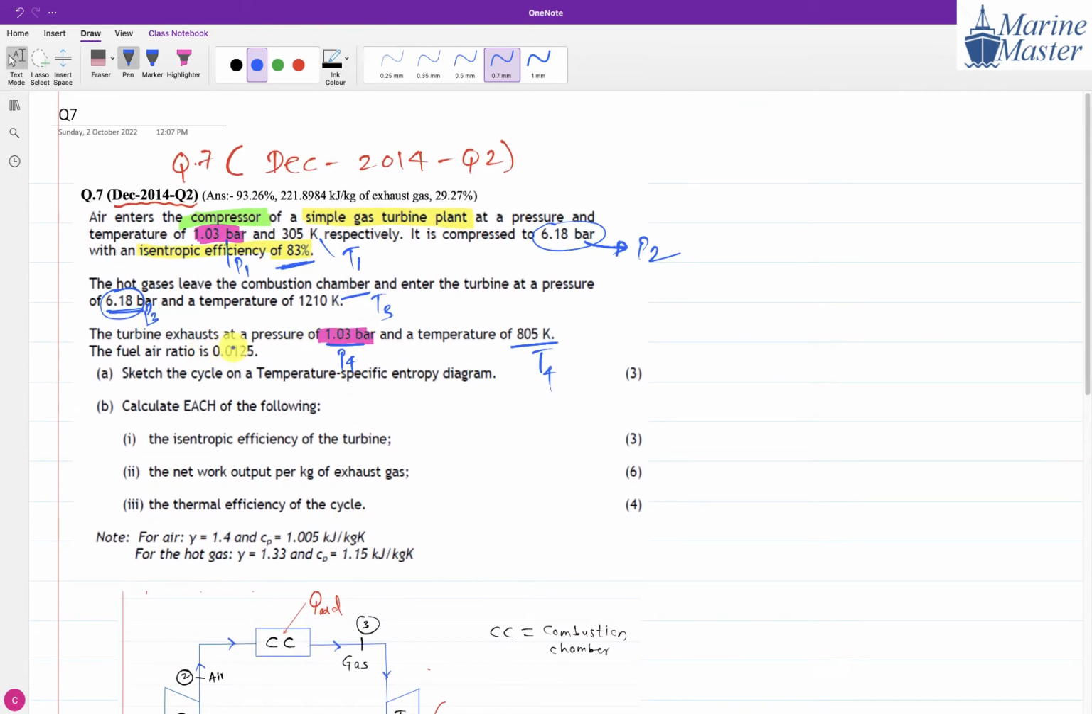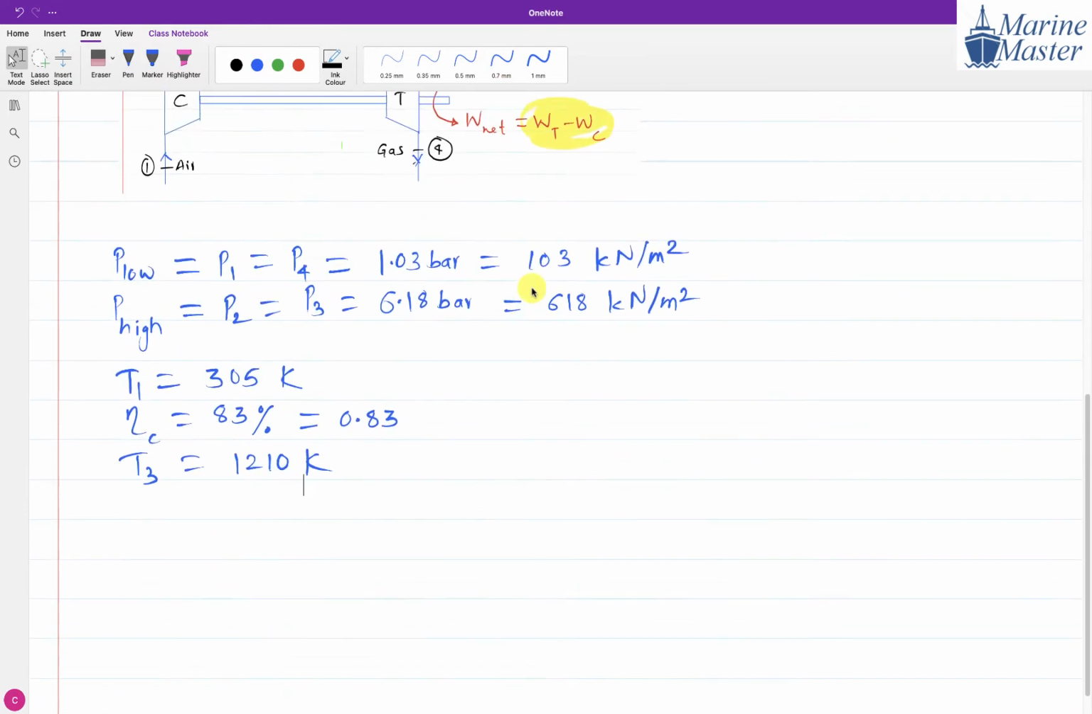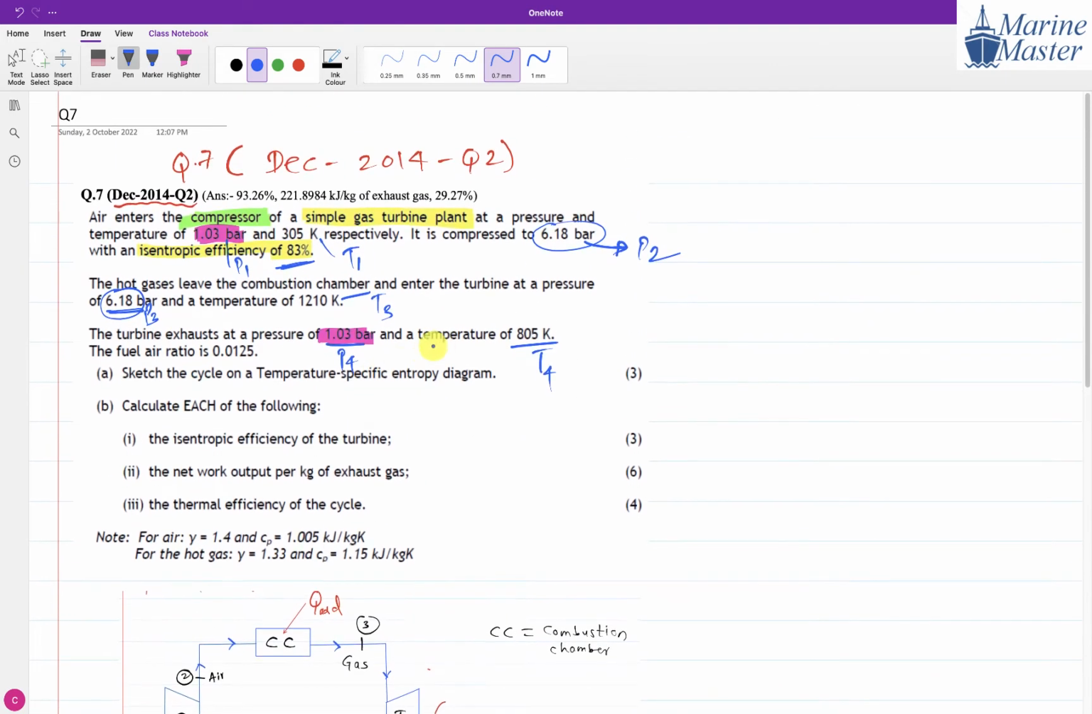Now the next thing: turbine exhaust at a pressure of 1.03 bar. We have already written P4, just have a look. And 805 Kelvin will become the temperature of point 4. So T4 is 805 Kelvin.